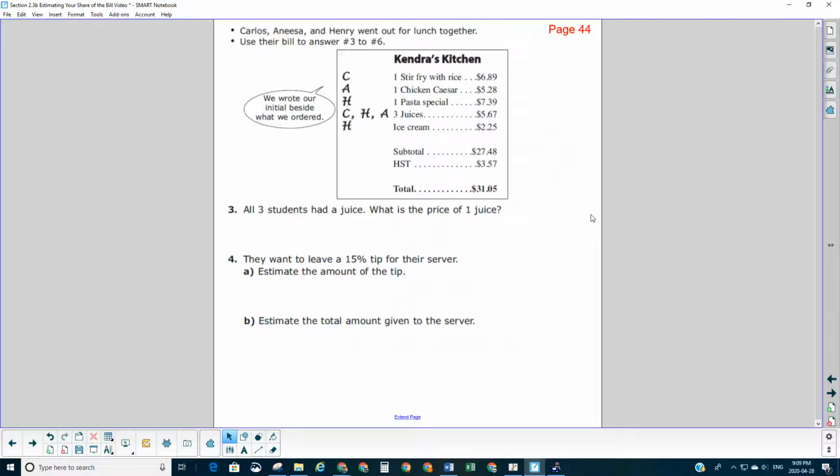Carlos, Nisa, and Henry all went to Kendra's Kitchen and they get this bill. A lot of times in a quick diner or a kitchen or a restaurant, they just put all the stuff into one bill, and you have to calculate it yourself. Some restaurants will take the time to put it on separate bills, but often you get it all on one bill, and you need to try to decide how to break it up.